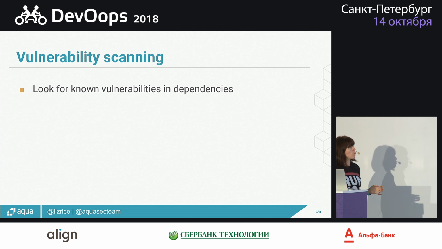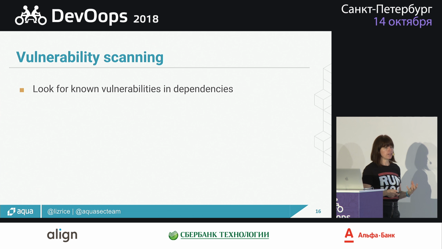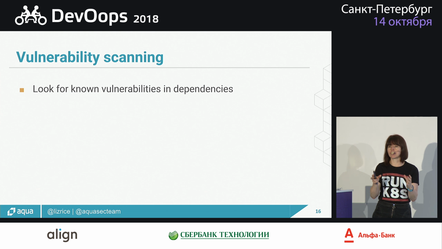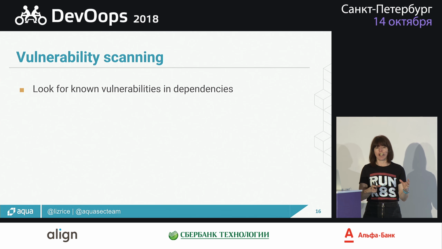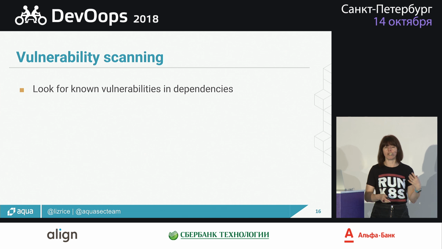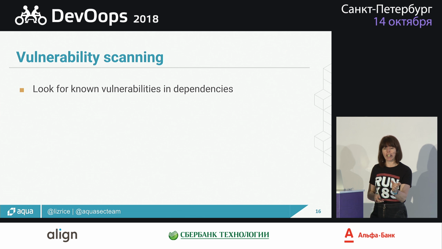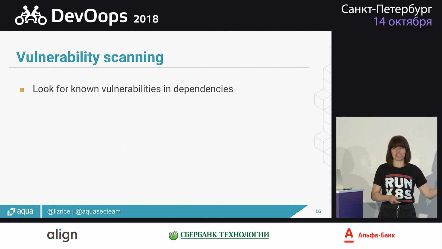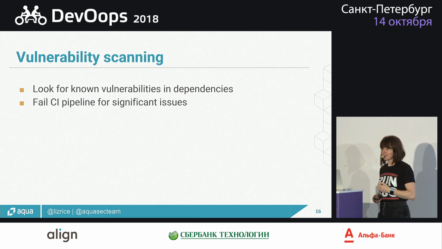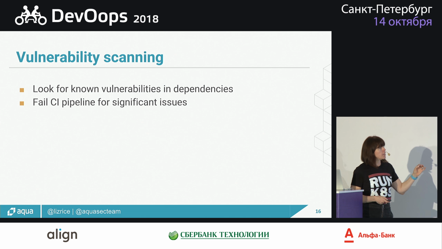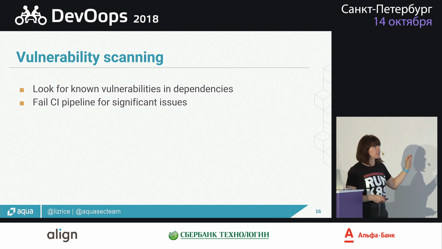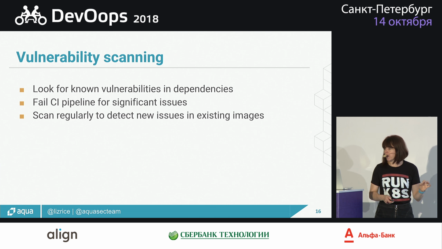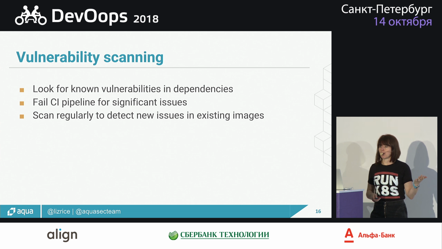So vulnerability scanning takes the packages that are built into your container images and looks through them for known vulnerabilities. It compares those packages to known databases of these existing vulnerabilities. And the idea here is that we're going to fail our CI/CD pipeline if we find something problematic. We can do that by building the scanning into our pipeline.